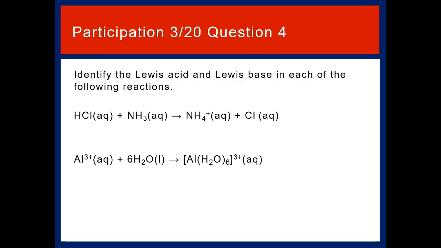Participation 320, question 4. Identify the Lewis acid and Lewis base in each of the following reactions. I have two reactions: HCl aqueous and NH3 aqueous becomes NH4+ aqueous and Cl- aqueous. And then Al3+ aqueous and 6 H2O liquid becomes Al(H2O)6 3+ aqueous. This is the fourth question on participation 320, due Friday, March 20th at 11:59 p.m. over on Blackboard. The link to the assignment is right below the document where these videos are posted. Again, identify the Lewis acid and Lewis base in each of the following reactions: hydrochloric acid plus ammonia makes ammonium and chloride, and then aluminum cations and water makes an aluminum hexaaqua complex.